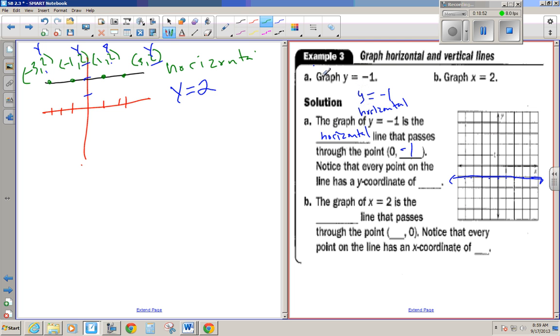Now x is 2 is a vertical line. It goes through (2, 0). So here x is 2, 2, 2, 2. X is still 2 there, 2 there, 2 there. Every place where x is 2, you get a line. That is probably the worst line I drew today. Yeah, that's better. Every x coordinate is 2. Up here, every y coordinate is -1. It doesn't matter what x is for the y-intercept. It doesn't matter what the y is for the x-intercept.